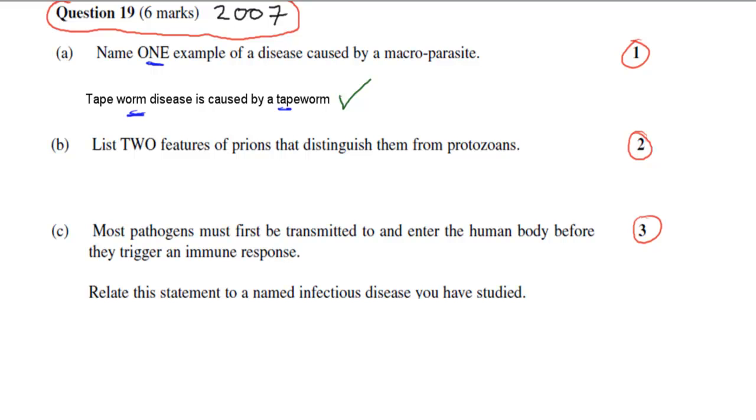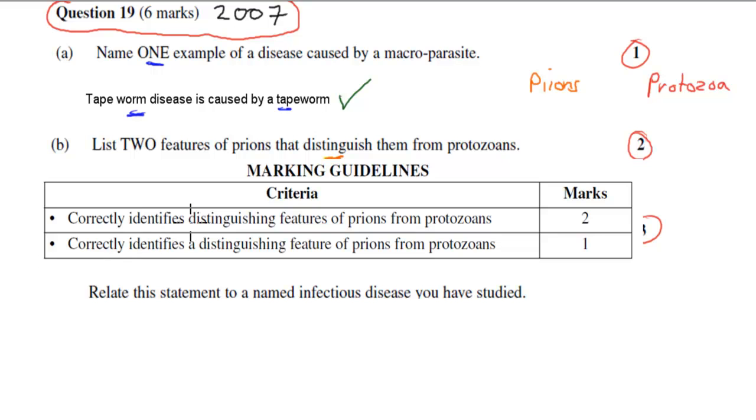Alright, next one was list 2 features of prions that distinguish them from protozoans. Remember, distinguish means tell the difference, so we need to have features that show that they're different. So the marking guideline says correctly identify distinguishing features of prions from protozoa. So features as opposed to feature. So if you have 2 features, you'll get 2 marks out of 2. If you have 1, you get 1 mark out of 2.